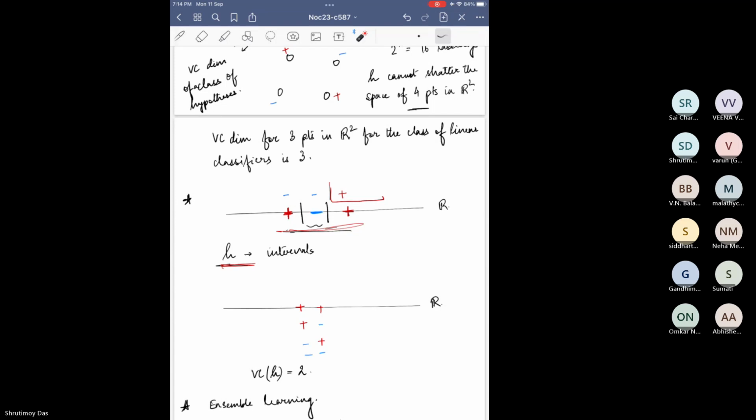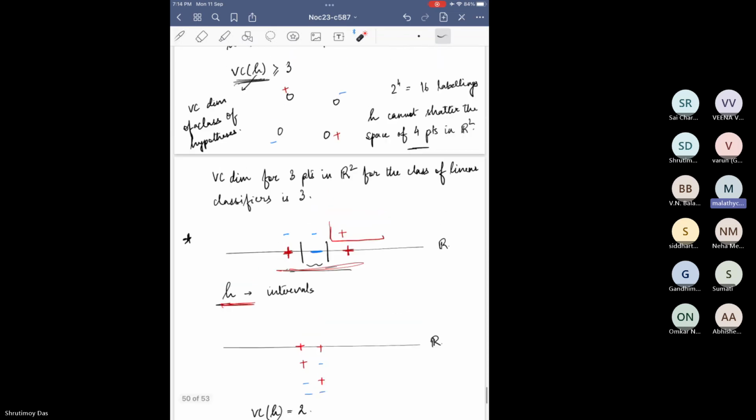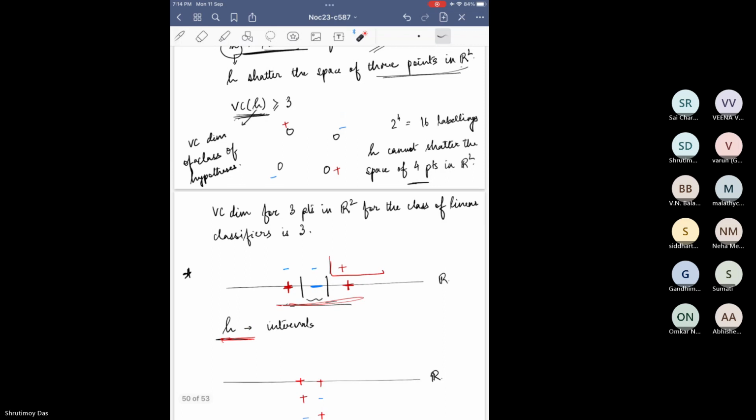Is that clear? Yes. Still, there are some confusions, like in some cases, if it is a spherical of 3 dimensions, the VC dimension is 3, like that is mentioned.